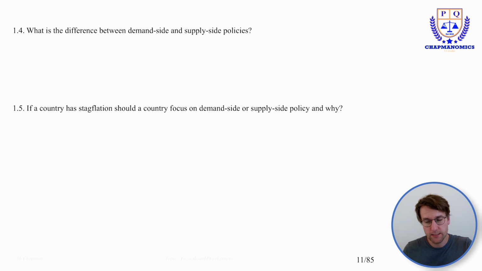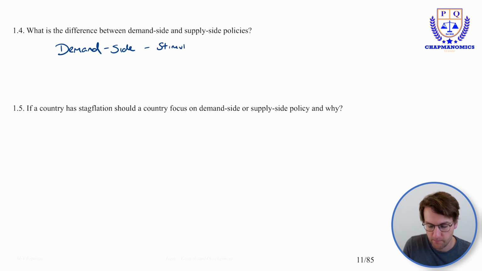Let's look at the second part so that when we get to strategies influencing growth and development, we can understand whether we're looking at demand side policies or supply side policies. So what is the difference between demand side policies and supply side policies? Well, demand side policies is trying to stimulate aggregate demand. We're trying to get more demand in the economy. We're trying to increase consumption or investment or government spending or increase exports or decrease imports. That's our demand side policy.